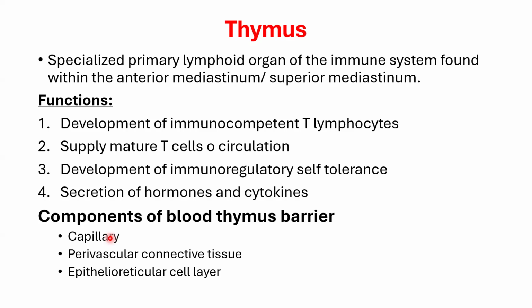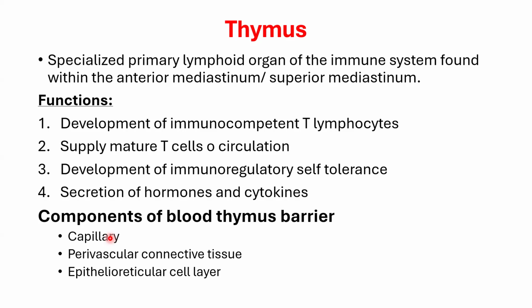So by the layers now, you'll have capillary, perivascular connective tissue, or the connective tissue between the capillaries, and these epithelial reticular cell layers. So you can have 3 layers. You can also classify it into 5 layers.